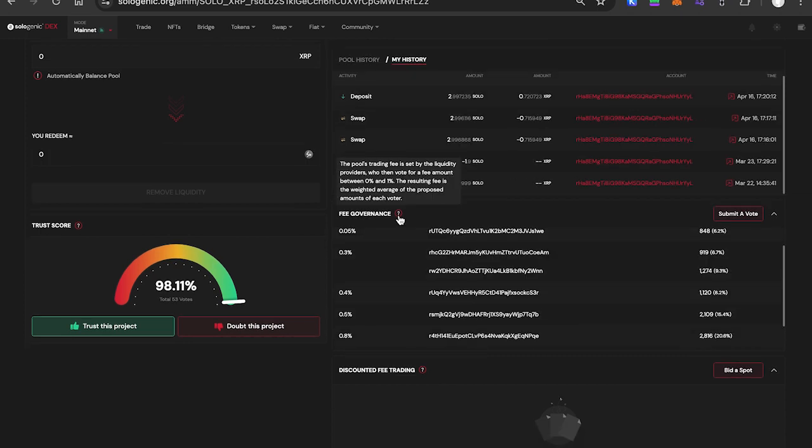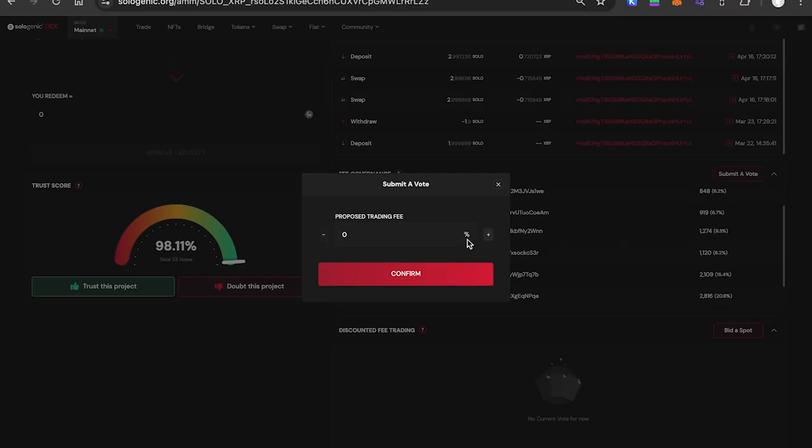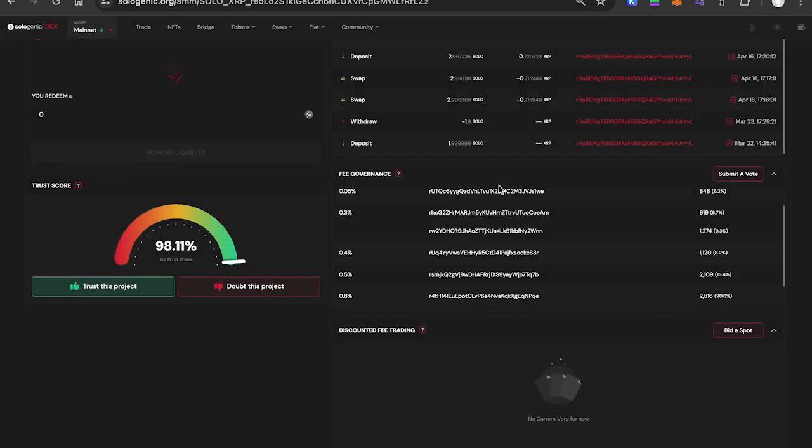I can also see the fee governance, where the pool's trading fee is set by the liquidity providers, which vote for a fee amount between 0 and 1%. The trading fees are distributed to the liquidity providers in the form of LP tokens. The LP tokens can be used to place a bid for a spot to have a 24-hour slot of discounted trading fees in the pool.